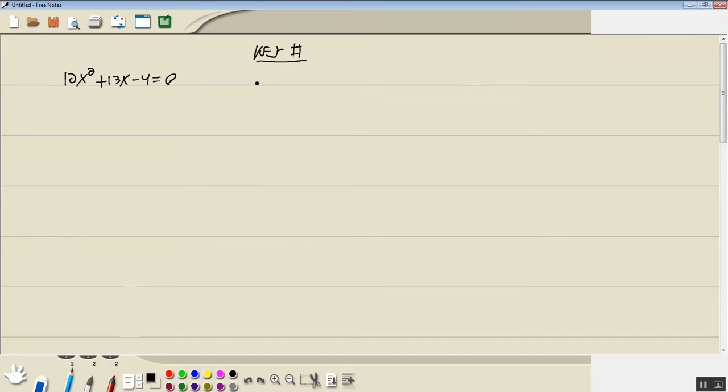So with the key number, we're going to take the number at the beginning times the number at the end, ignoring signs. When I say the number at the beginning, I'm talking about the number in front of the x squared. The number at the end is the constant term, the 4. Again, ignoring signs, that's going to give us 48.